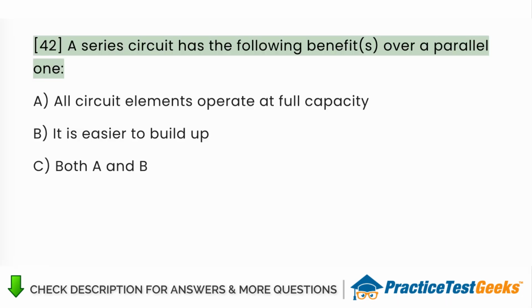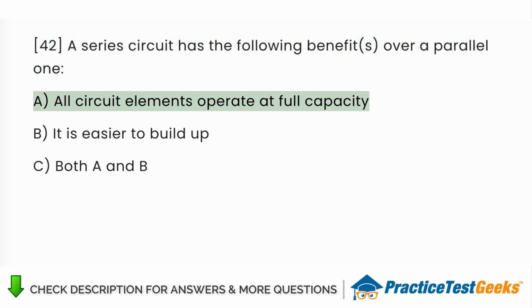A series circuit has the following benefit over a parallel one. A. All circuit elements operate at full capacity. B. It is easier to build up. C. Both A and B.